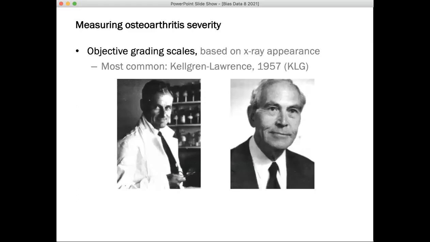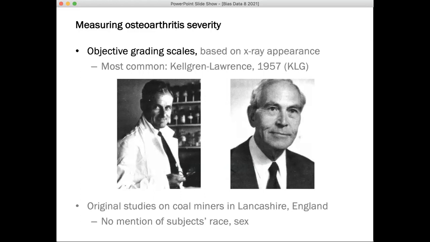And the most commonly used grade is called the Kellgren-Lawrence grade. It was developed based on research in the 1940s and 50s by doctors Kellgren and Lawrence, who are here. And they were studying coal miners in England in the 1940s and 50s. And when you go back to those original studies, you find that they don't even mention the race or the sex composition of the study population because they were all white men. That wasn't worth mentioning. So that's where our medical knowledge comes from. And that's what opens the door for this possibility that maybe because of the particular time and place and population on which this medical knowledge was built up, maybe that medical knowledge is missing something that's actually affecting the kinds of patients that we see today who are not all white men.